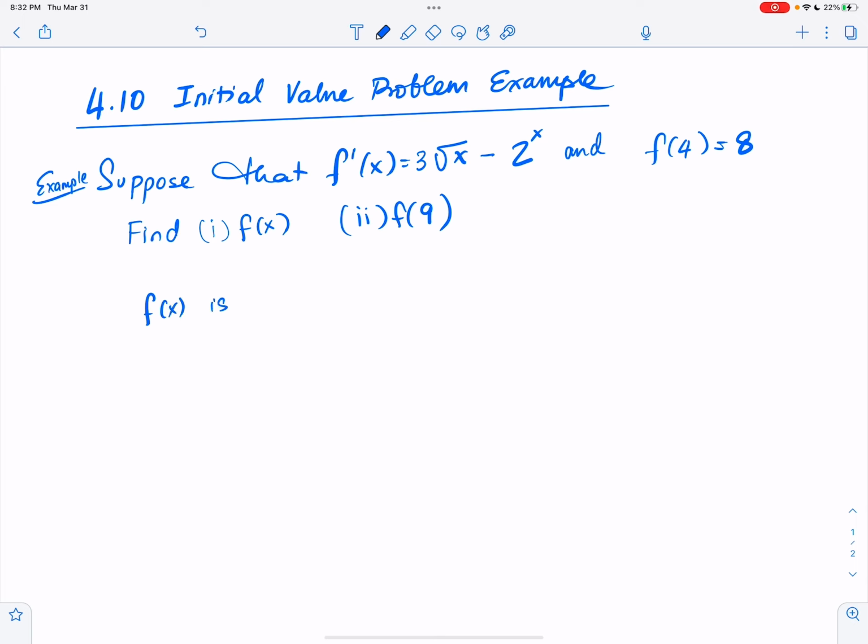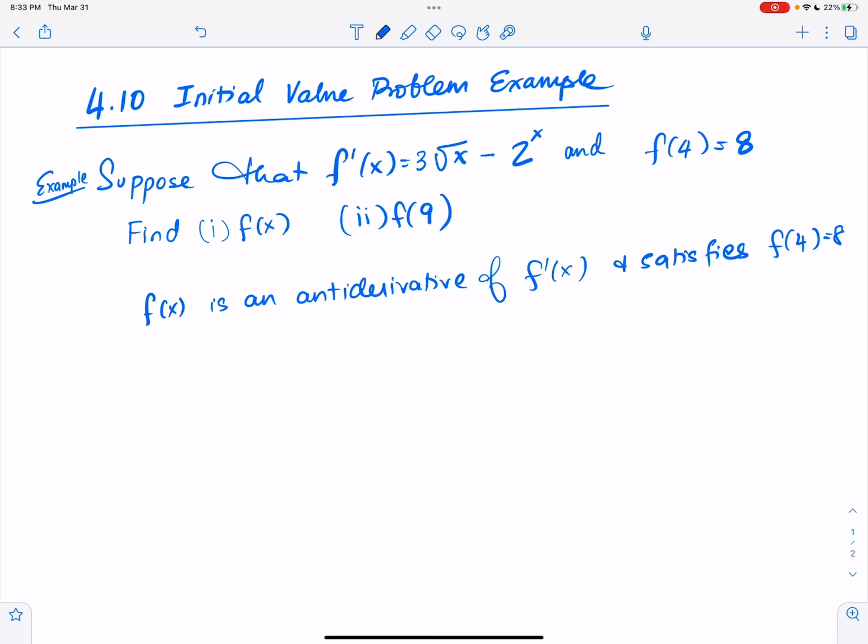f of x is an antiderivative of f prime of x and satisfies f of 4 is 8. Okay, that's what we have to work with. So first let's write down what an antiderivative of f prime would be. It will just be the integral of f prime.